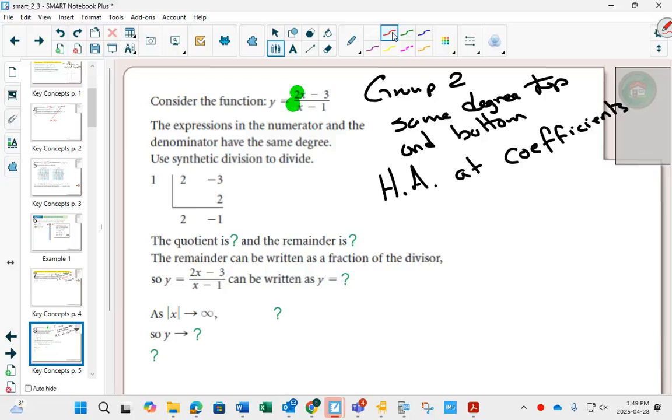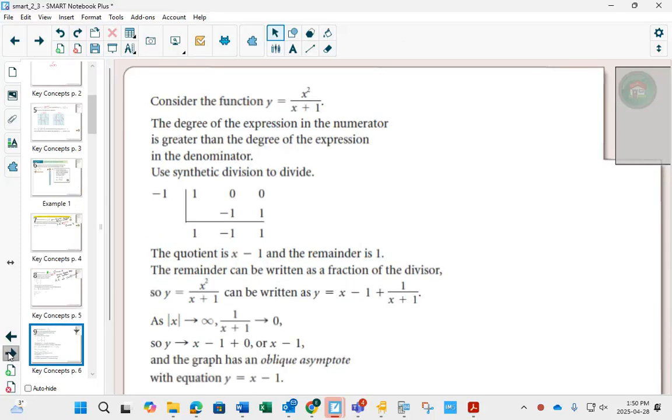The textbook gives a much more complicated way of describing that. You don't need to know the complicated way. It's as simple as that. If it's the same degree on the top and the bottom, horizontal asymptote at the coefficients, you're going to have it at y equals 2. Kind of a cool explanation, and it kind of connects to the last one, which is group 1.